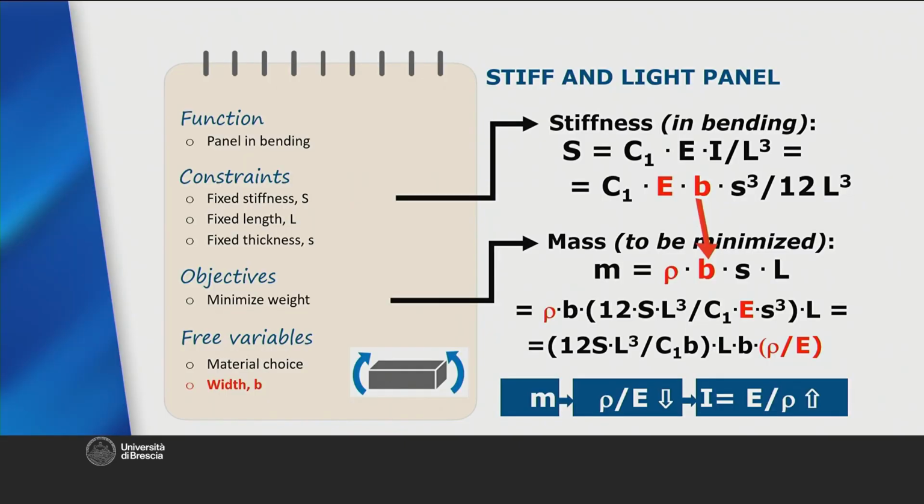Let's change the free variables again, this time freeing the width and fixing the thickness. Following the same approach, we first make the constraint and objective functions explicit. Next, the constraint function is substituted into the objective function using the width variables. By combining the two functions, we obtain as a new index the ratio E over rho, which represents the material performance index for this type of project, and which, among other things, matches the bar under tension that we saw earlier. And what if we didn't have any geometric free variables, but only the choice of materials?